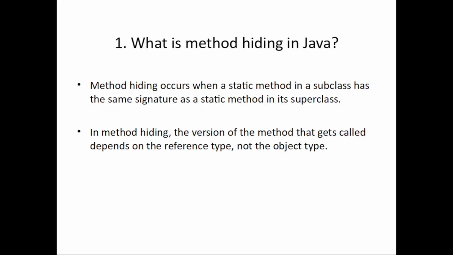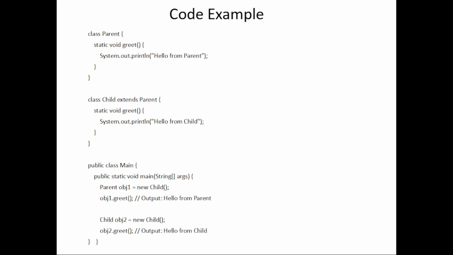When a subclass defines a static method with the same signature as a static method in the superclass, it's called method hiding. Unlike method overriding, which works for instance methods and uses runtime polymorphism, static methods are resolved at compile time, not runtime. Let me show you a simple code.